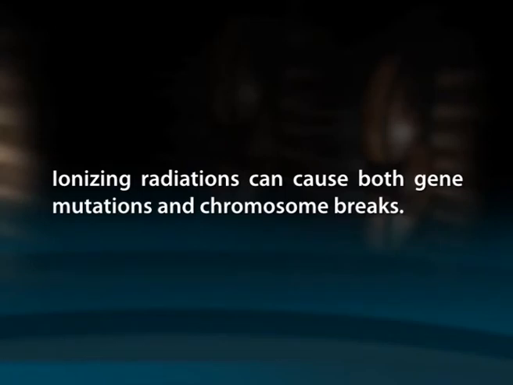Ionizing radiation can cause breakage of the N-glycosidic bond, leading to the formation of apyrimidinic or apurinic site, and can cause strand breaks that are responsible for most of the lethal effects of such radiation. Ionizing radiation can cause both gene mutations and chromosome breaks. Chromosome breaks may result in structural aberrations such as deletions, duplications, inversions and translocations.